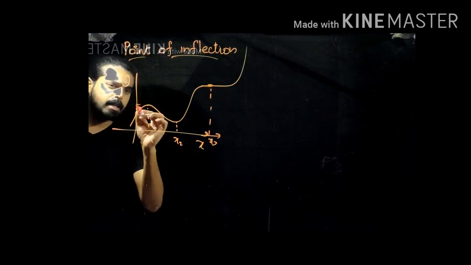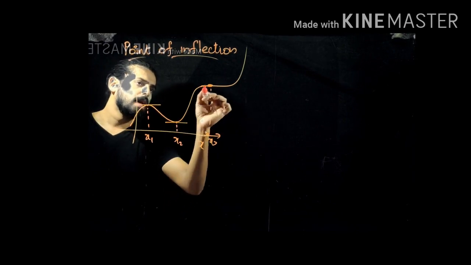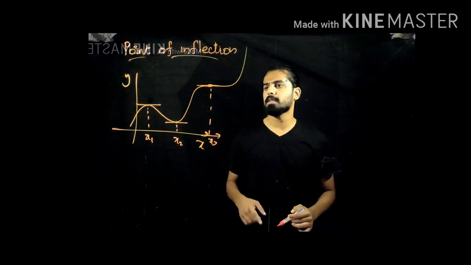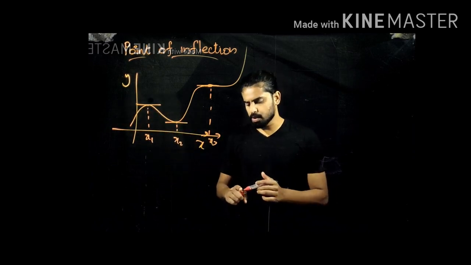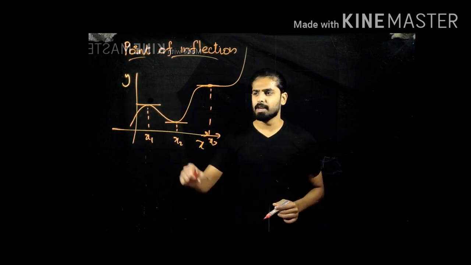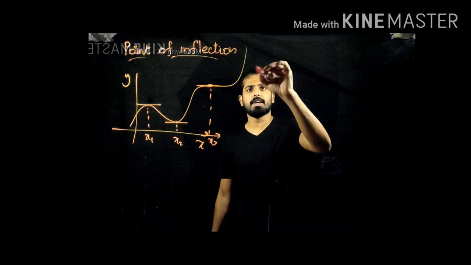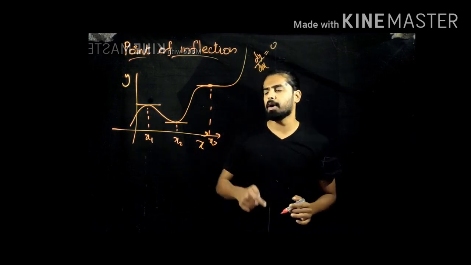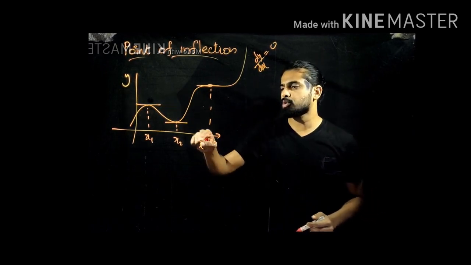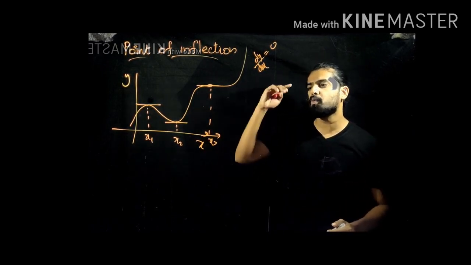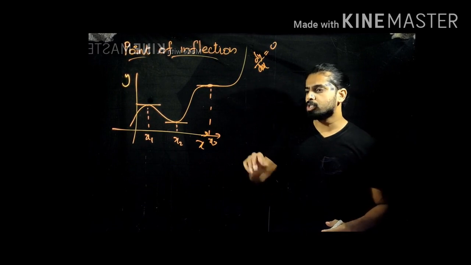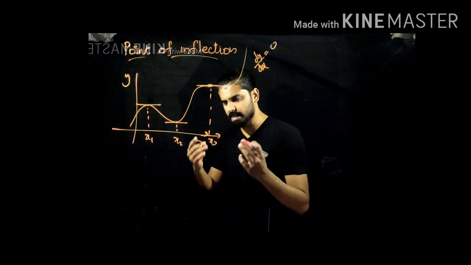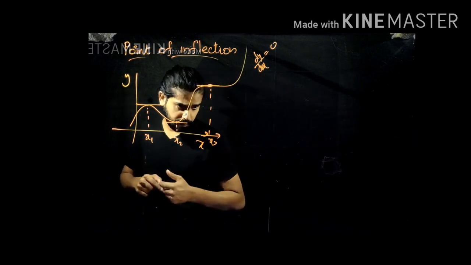At all these points x1, x2, and x3, the tangent is horizontal, or the value of the derivative will be 0. f dash of x, or dy by dx, equals 0 at all these points x1, x2 and x3. x1 and x2 are points of local maxima and local minima. Then what is x3? x3 is neither a local maxima nor a local minima. Now what is it?